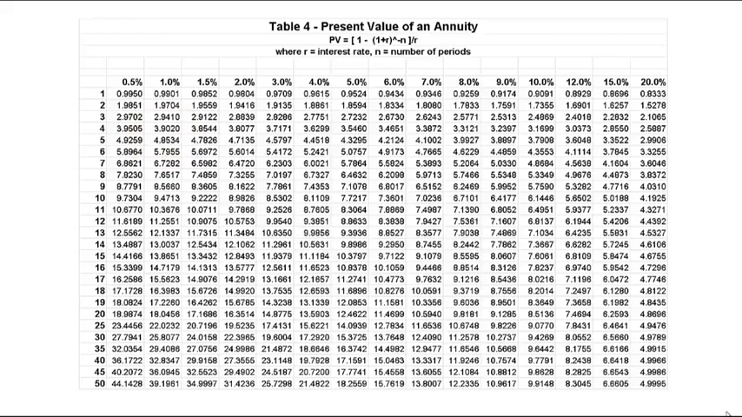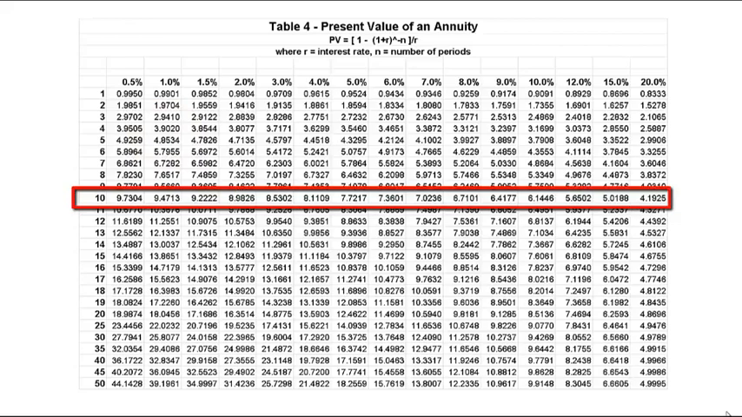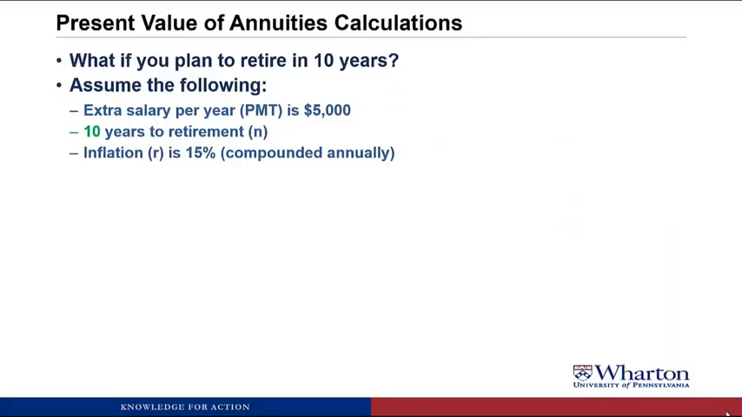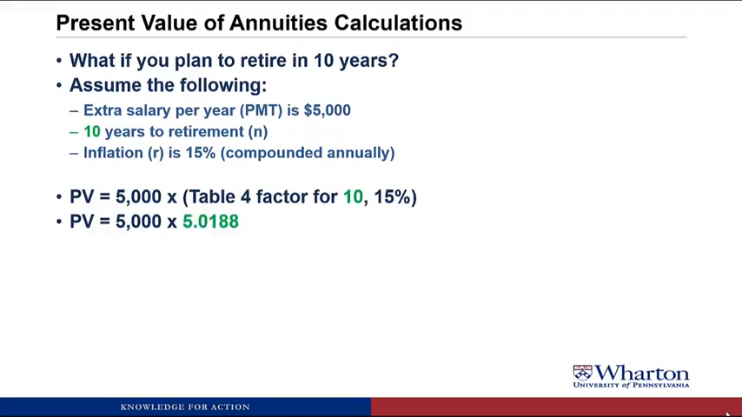Okay, to solve this one, we need to go down to the row for 10 years and then across to the column for 15%. And we see at the intersection of the row and column is 5.0188. So in our formula, present value equals 5,000 times that factor, which is 5.0188. So the present value would be $25,094.